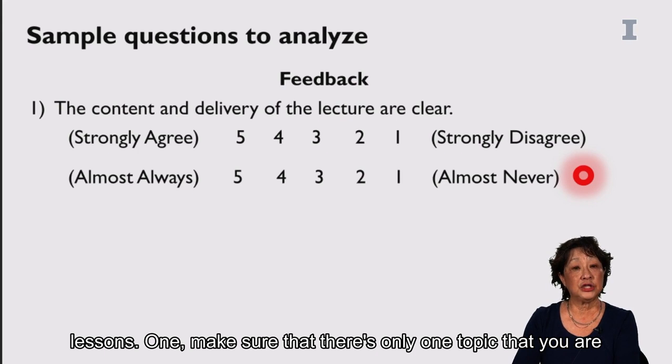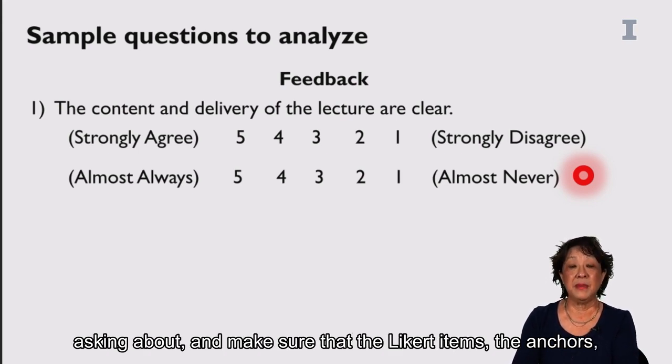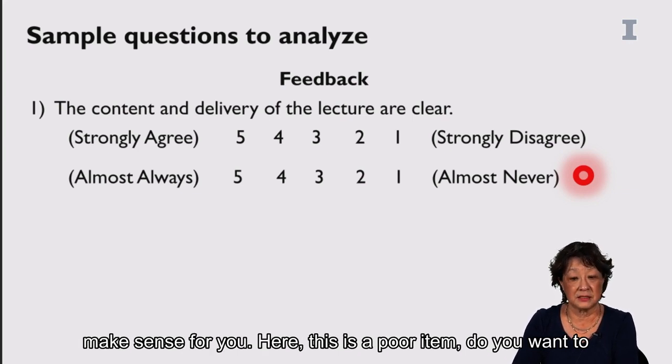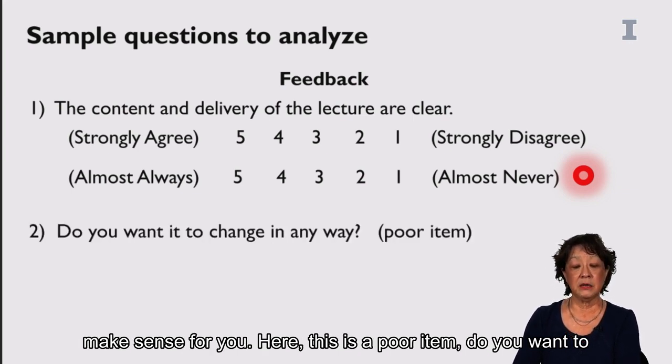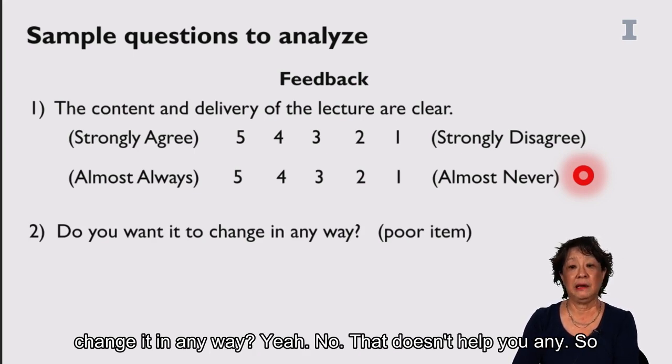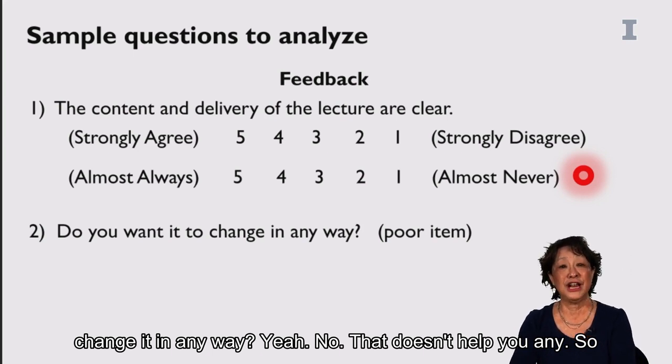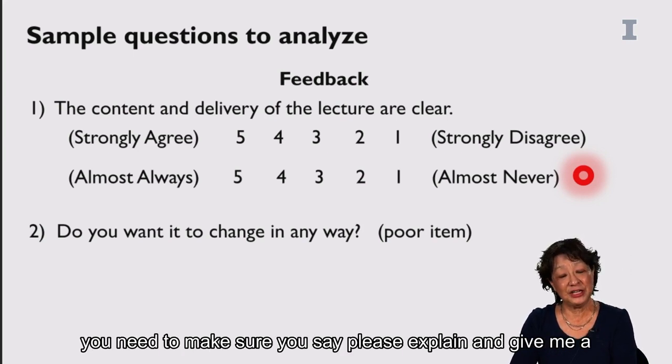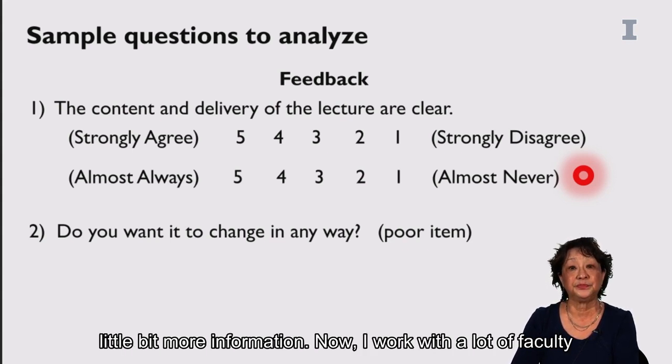So two lessons. One, make sure that there's only one topic that you are asking about, and two, make sure that the Likert items, the anchors, make sense for you. Here, this is a poor item. Do you want to change it in any way? Yeah. No. That doesn't help you any. So you need to make sure you say, please explain and give me a little bit more information.